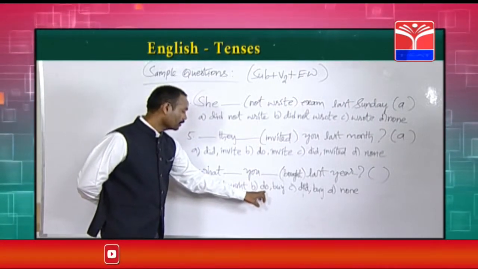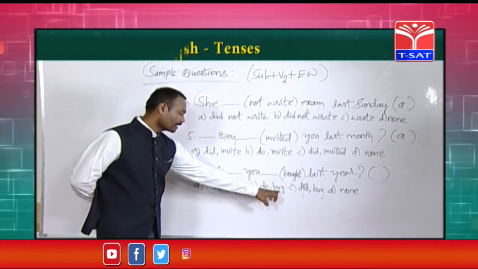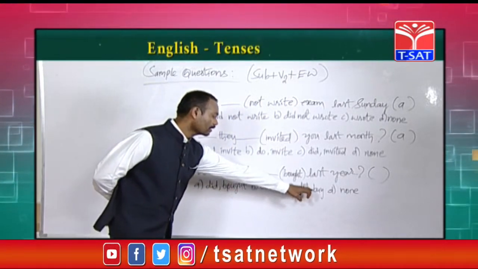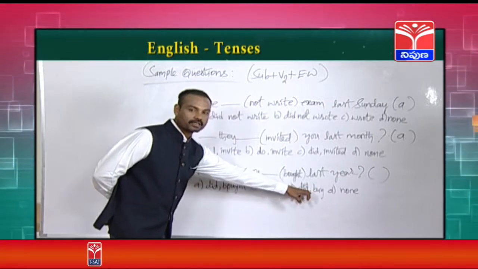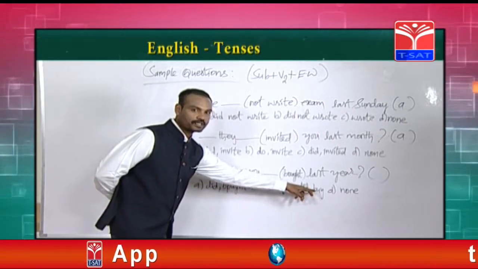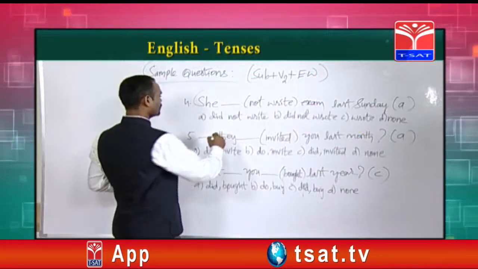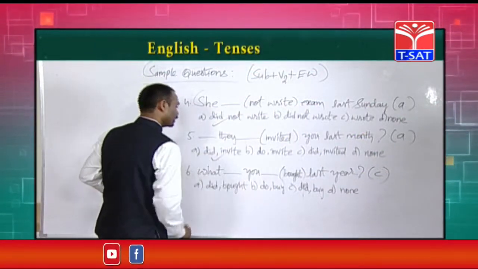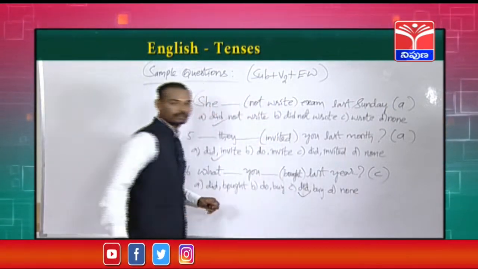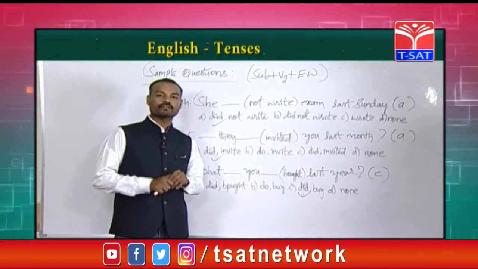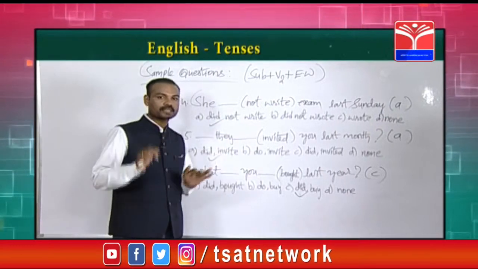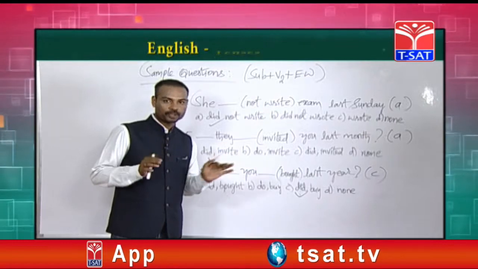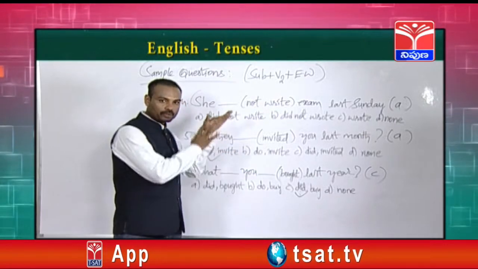Next, option B, do buy. Buy is correct, but the helping verb is wrong. Next, option C, did plus buy. This is the answer. Answer is C. So here the answer is A, and here the answer is A. Here the answer is C. Friends, like this, questions are given from simple past. This is the process of giving questions in competitive exams from simple past. I hope you understood very well about simple past.